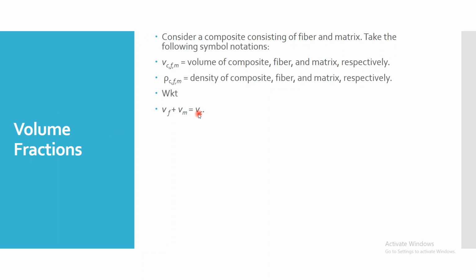Next, for simplification, I will divide these equations throughout by the volume of the composite. Then we get ratios: VF, the volume of fiber divided by the volume of composite, and VM, the volume of matrix divided by the volume of composite. We usually call these ratios volume fractions, capital VF and capital VM. Obviously, they sum to unity. So these are the volume fractions.